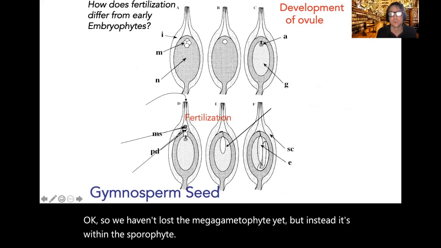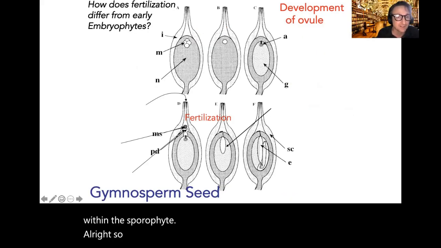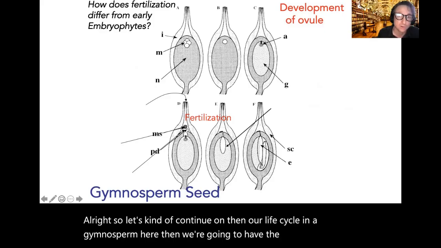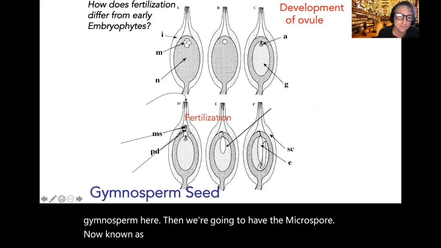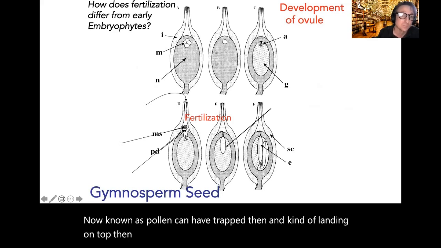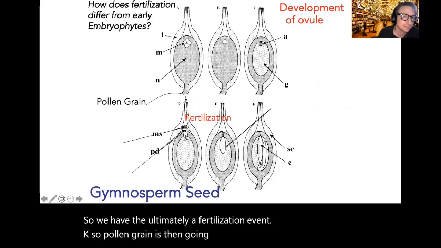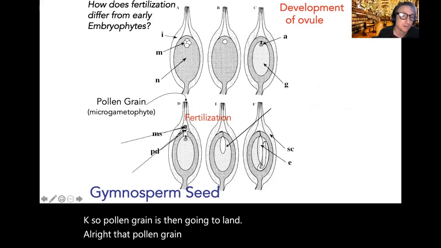All right, so let's continue on with our life cycle in a gymnosperm. Here we have the microspore, now known as pollen, landing on top of the megasporangium or the ovule. So we have ultimately a fertilization event. A pollen grain is going to land, and that pollen grain is known as a microgametophyte or a microsporophyte.